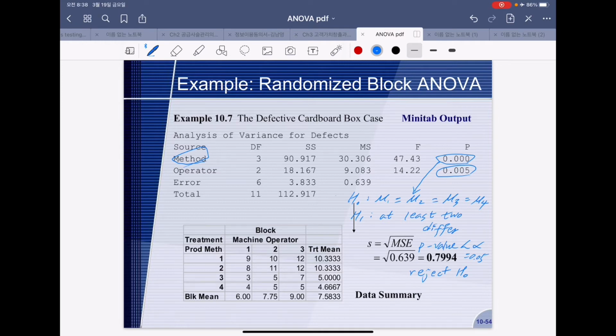Now, before we do that, let's look at the operator here. In this case, we had three operators. So the null hypothesis is that the three operator means are equal, and the alternative hypothesis is the same: at least two differ.